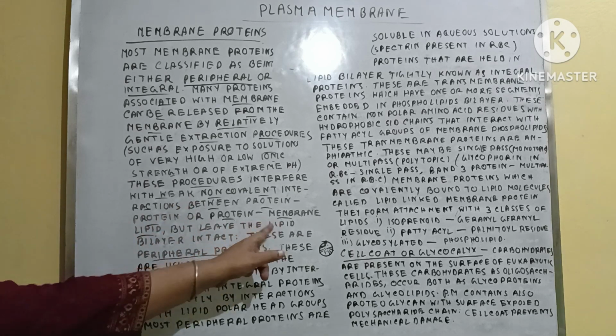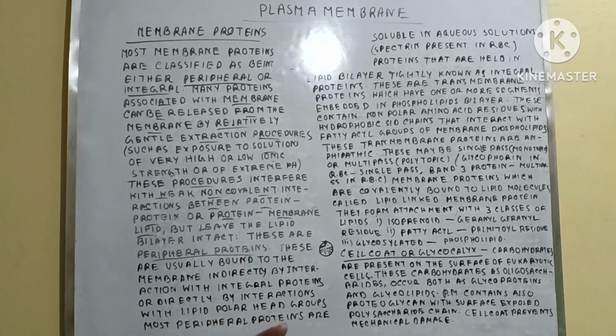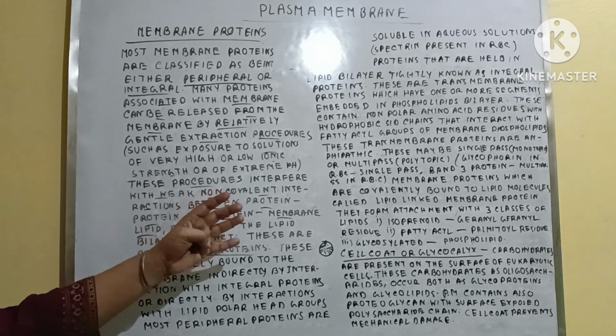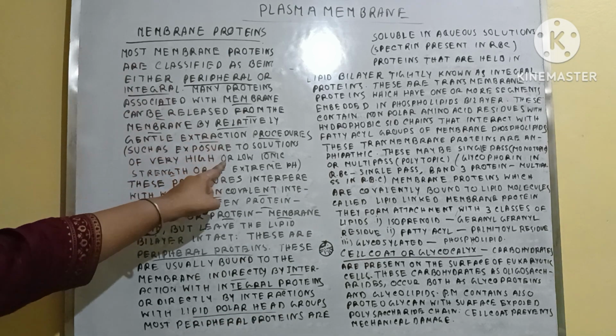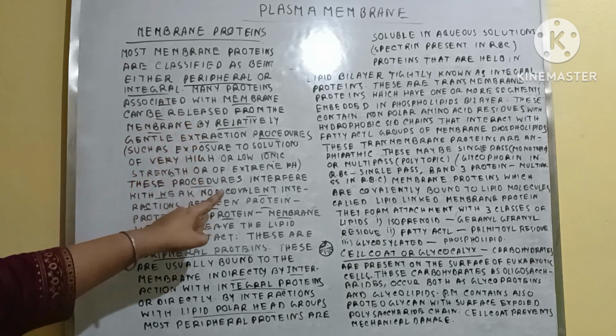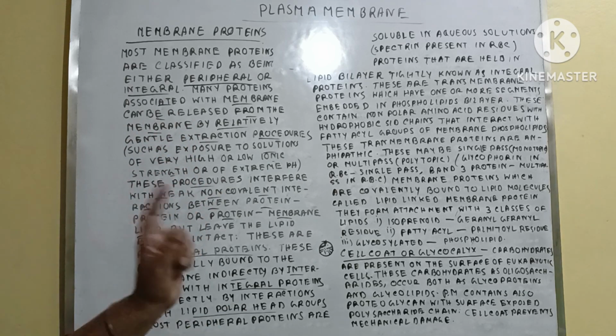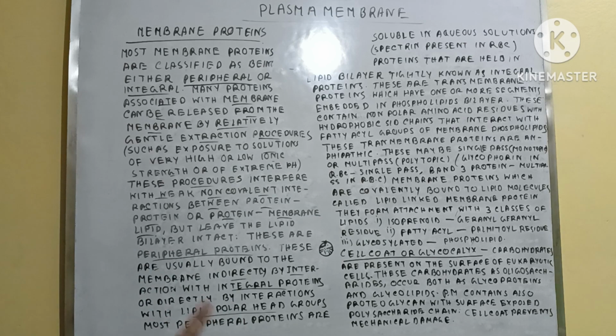But the lipid bilayer is left intact. That means the lipid layer here is not hampered. Only the proteins are released. These are usually bound to the membrane, but loosely bound, indirectly by interaction with the integral proteins or directly by interaction with the lipid polar head. So when the proteins are released, they are loosely bound, not completely released from the membrane.